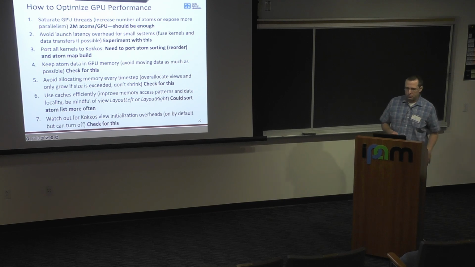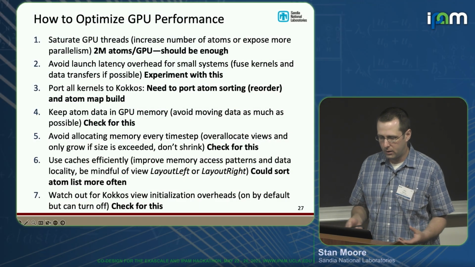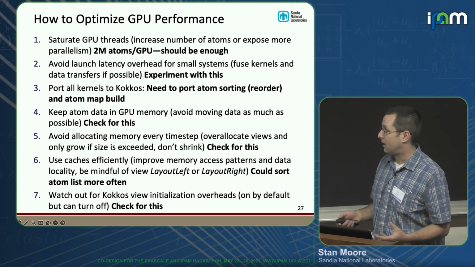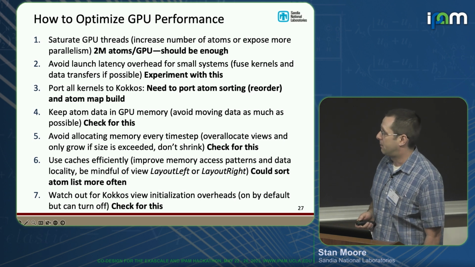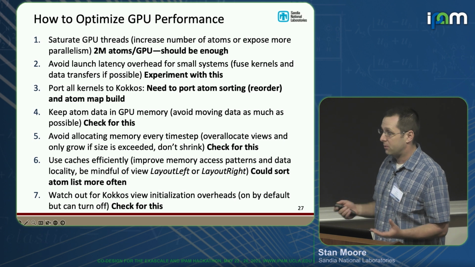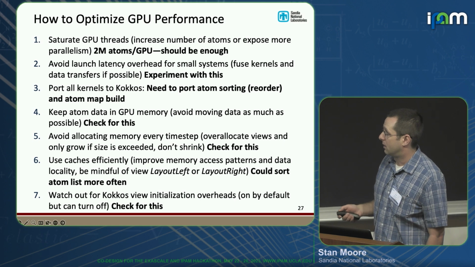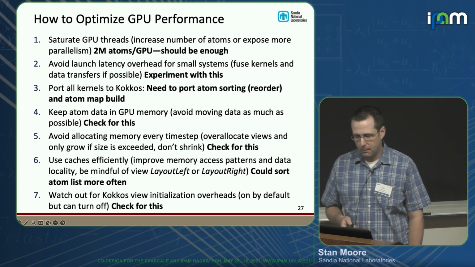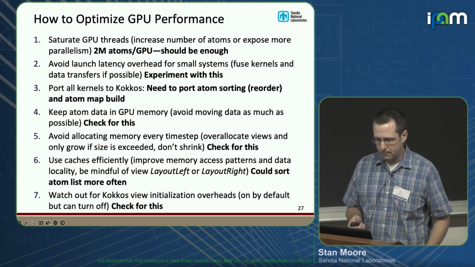Okay, so here are a few suggestions on how to optimize GPU performance. The first thing is to saturate the GPU threads. You need enough work so that you can keep the GPU busy. We're running 2 million atoms per GPU. That was just a random number that I picked. That should be plenty of work for the GPU, so this isn't really relevant for this system size. If we were running only 1,000 or a few tens of thousands of atoms, then we may need to look more into exposing more work by trying to thread over neighbors, etc.